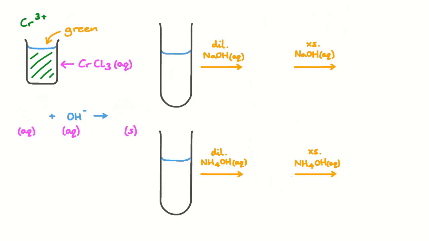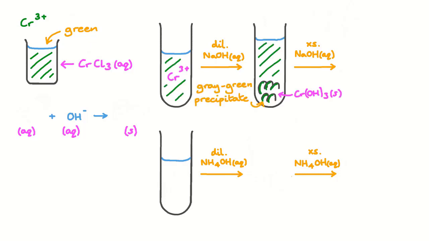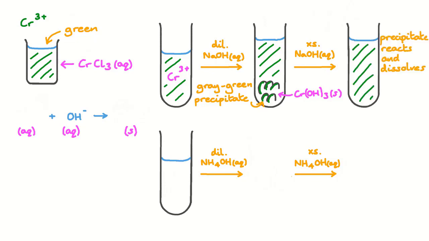A solution of chromium 3 chloride will be a dark green, although it's only slightly soluble. Adding dilute sodium hydroxide solution to a solution of chromium 3+ ions will produce a grey-green precipitate of chromium 3 hydroxide. Adding an excess of sodium hydroxide solution will cause the grey-green precipitate to disappear.